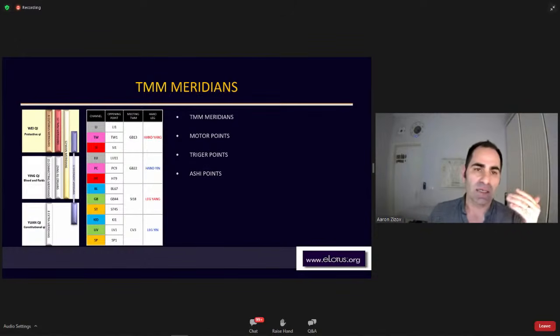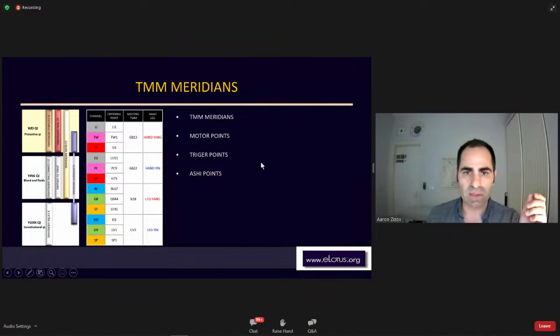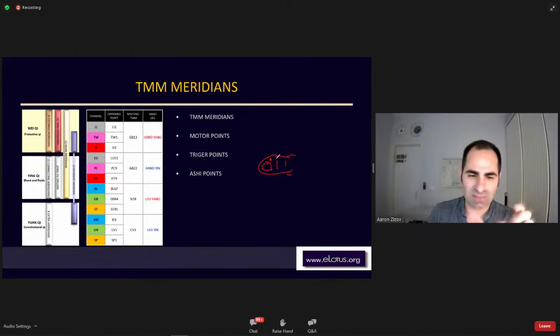So basically, the way of working with the TMM is this. Okay, this is like the finger. It doesn't matter, with TMM there will be the Jing well points, usually on the finger, on the corner of the fingernail.